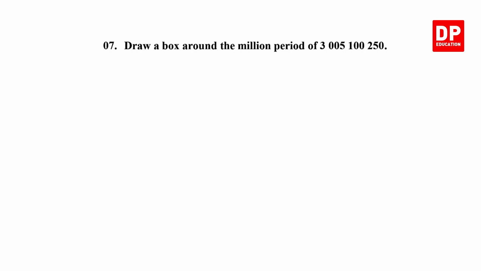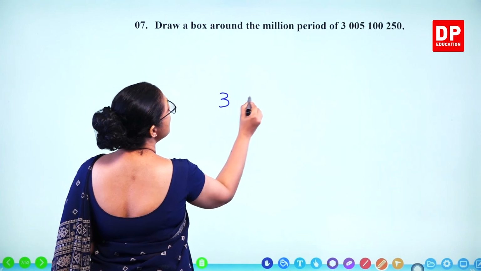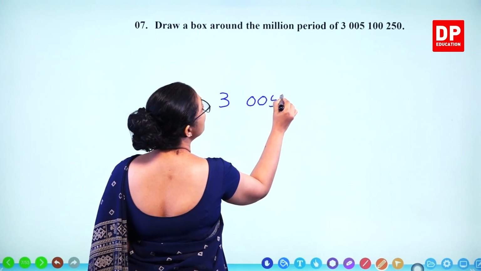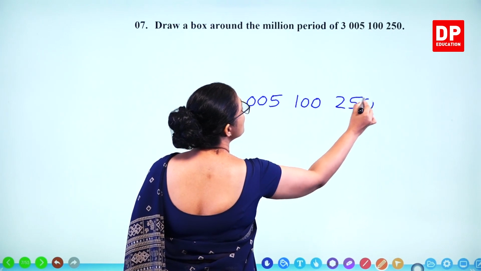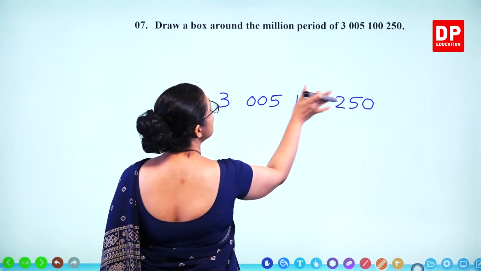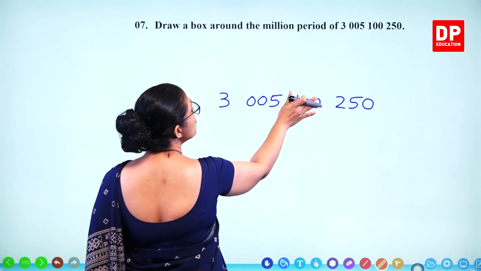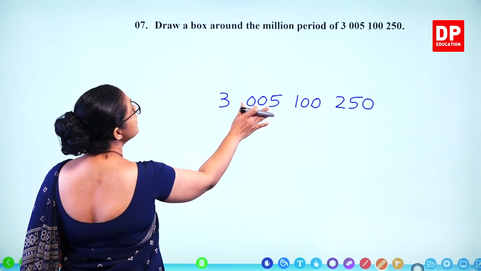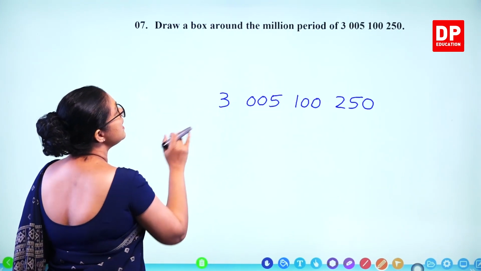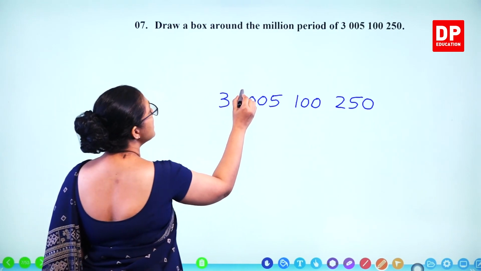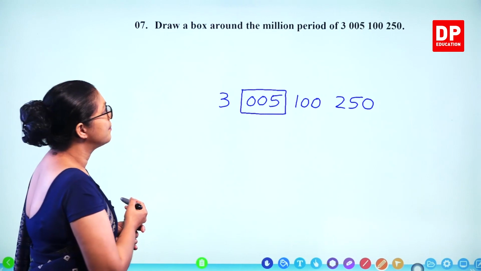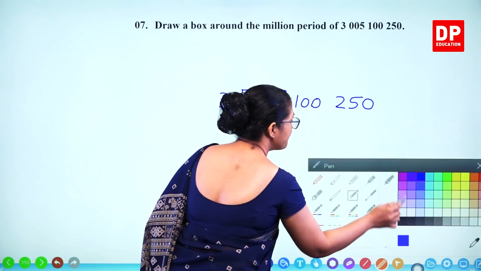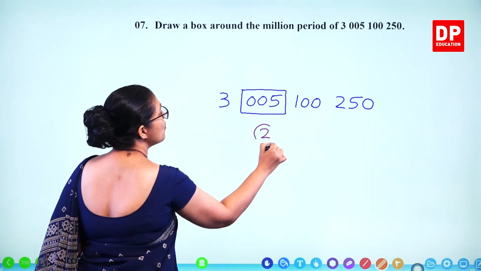Question number 7. Draw a box around the million period of this number. So this is units, this is thousand, this is million, and this is billion. So you need million. So this is the million period. You get 2 marks for that.